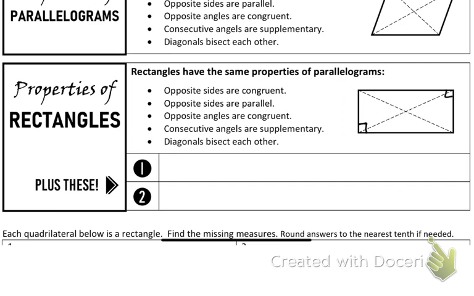Consecutive angles have to add up to 180. 90 plus what equals 180? So that would also be 90. So to be a rectangle, all angles must be right angles. All angles must be right, or 90 degrees.